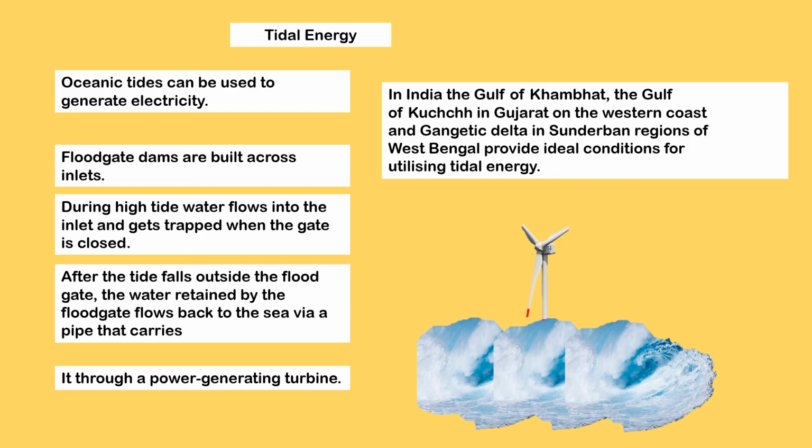Now, we are going to learn where tidal energy plants are located in India. In India, the Gulf of Khambat, the Gulf of Kutch in Gujarat on the western coast, and Gangetic Delta. Gangetic or Gangetic, it's upon you how you pronounce it. The Sundarban region of West Bengal provides ideal conditions for utilizing tidal energy. So the Ganga Delta in Sundarban region of West Bengal also provides ideal conditions for utilizing tidal energy. So these you have to locate on the India map.